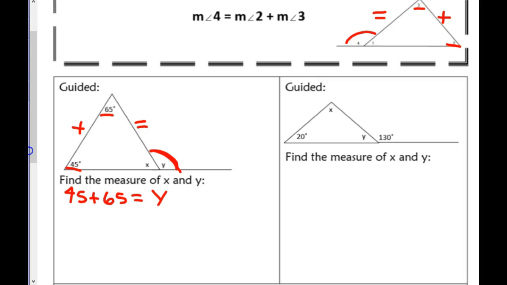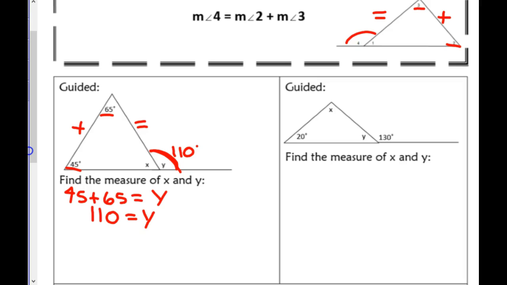So could you add those up? 45 plus 65 is what? 110. Ta-da! Now, if Y is 110, could you figure out X? There's two ways to do it.